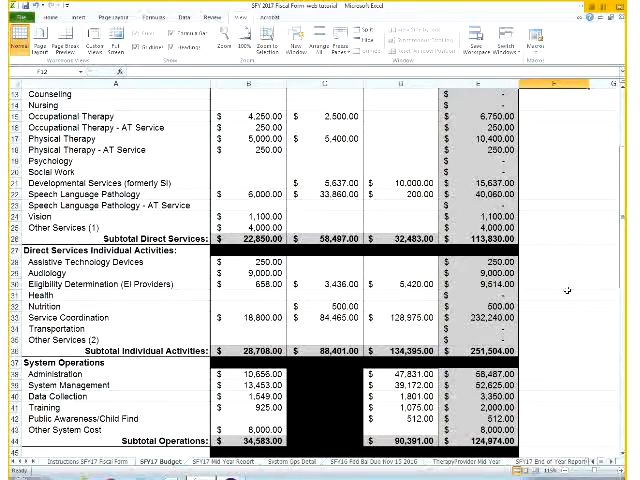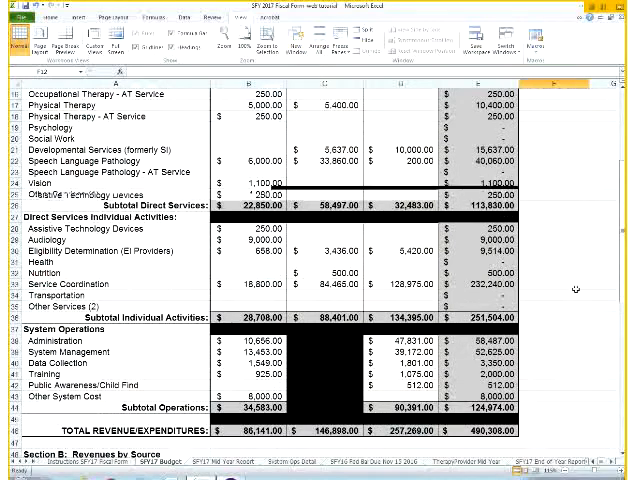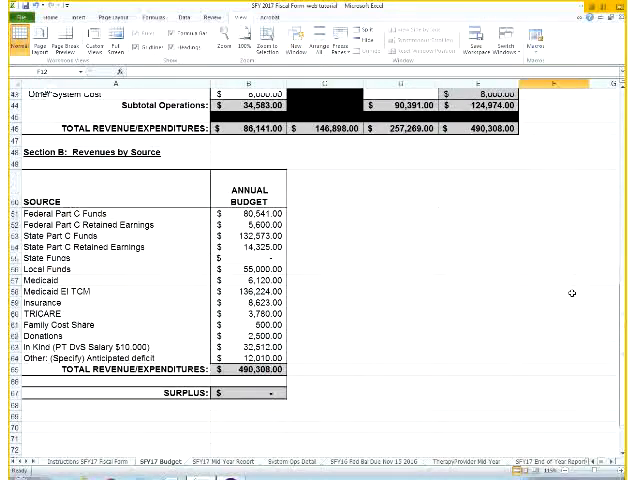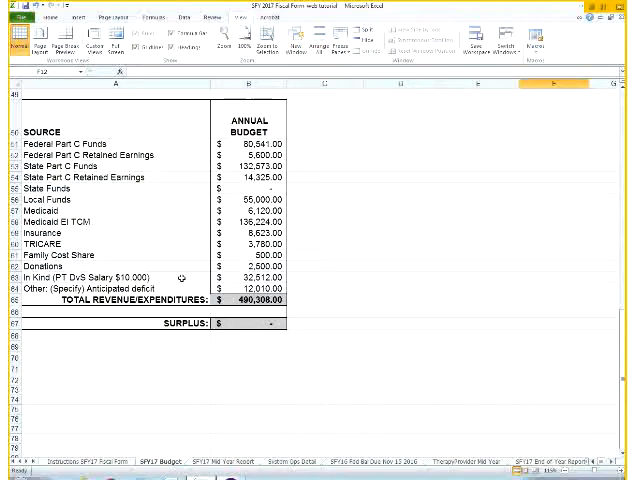Now, it's important for us to mention here that we're going to go back down to Section B because I want to point out two things. In a second, Sarah's going to talk a little bit more about in-kind, and she's going to go into more detail about what this is that's listed here referencing the salary and why it's important to put that here.